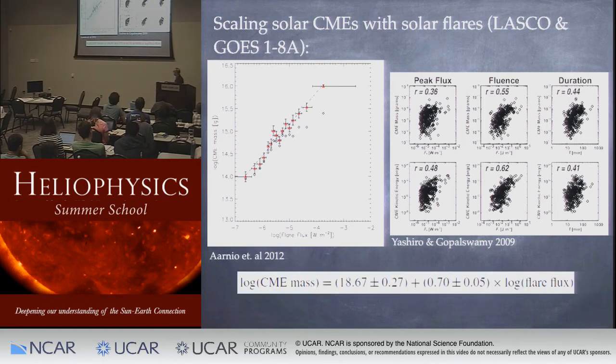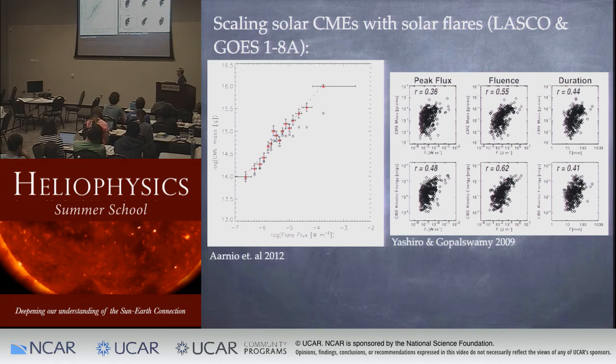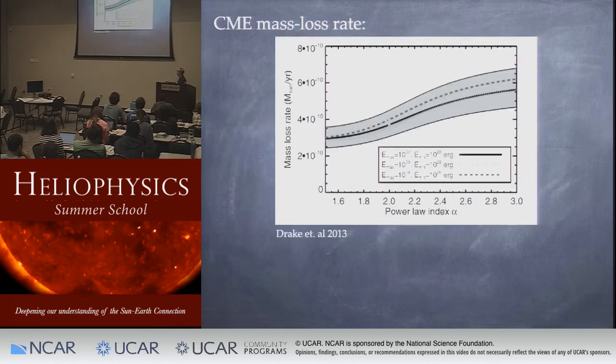Okay. So this is the scaling relation. You can see that it scales the flare flux with the CME flux with some parameters. This is the best fit. Okay, and this is from Jeremy Drake's work. It shows the mass loss rates as a result of CMEs as a function of the power law index that relates the occurrence of flares and the CMEs. So this is the function that is relating the two.